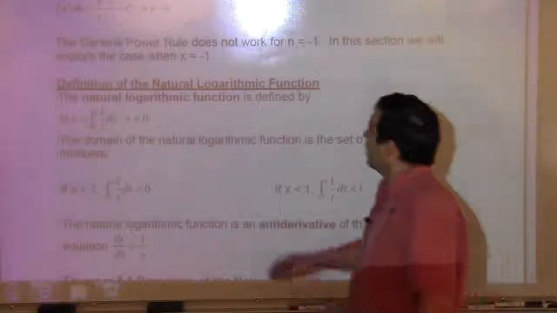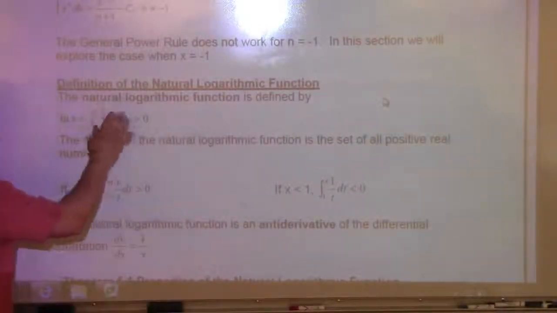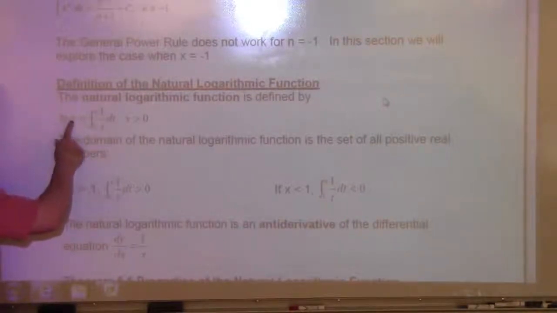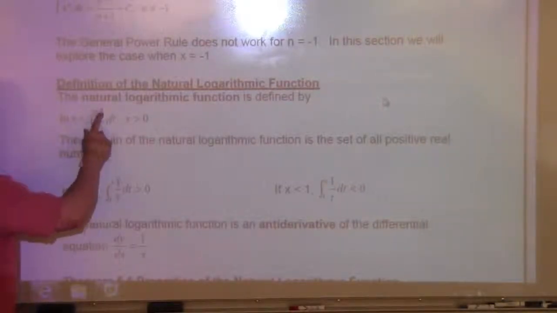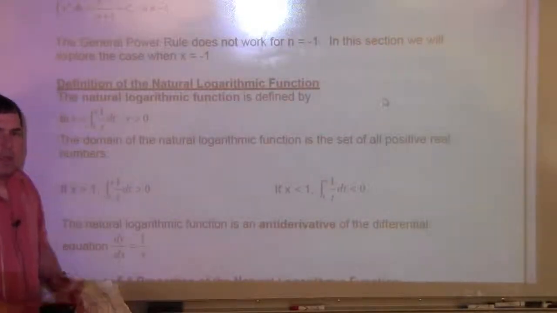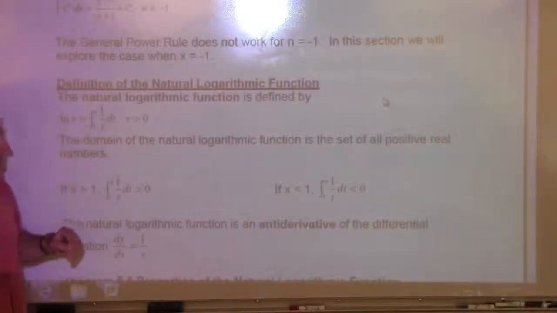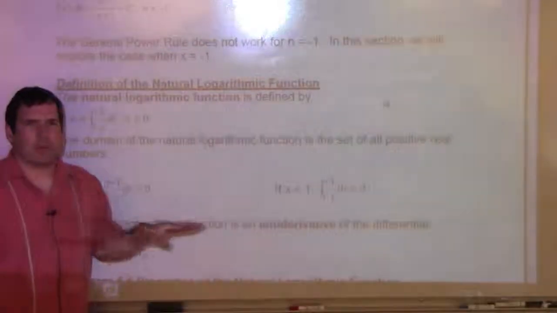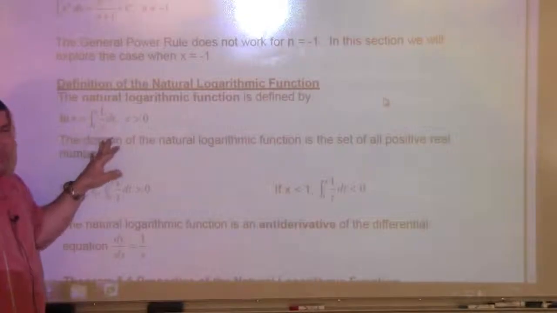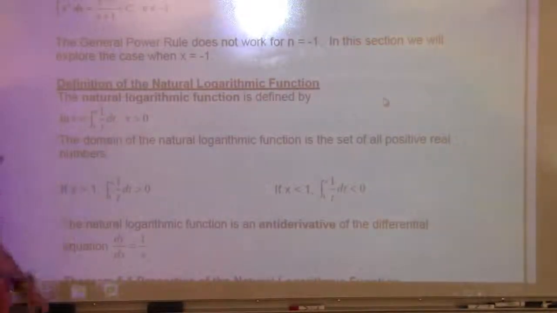The definition of the natural logarithmic function. This is one of the definitions for it. The natural log of x is the integral from 1 to x of 1 over t dt, as long as x is positive. That is the definition of natural log of x. The domain of the natural logarithmic function is the set of all positive real numbers. You can only plug positive things into the natural log function.